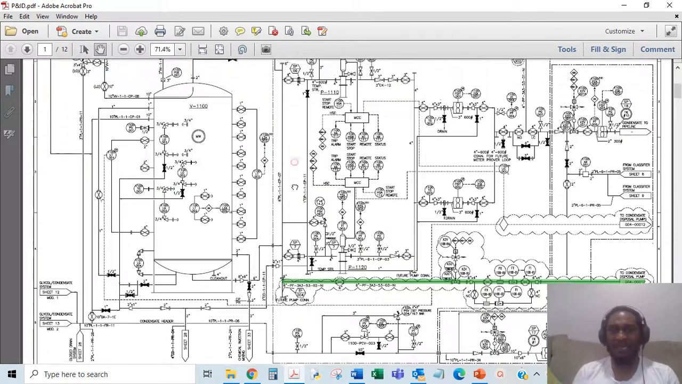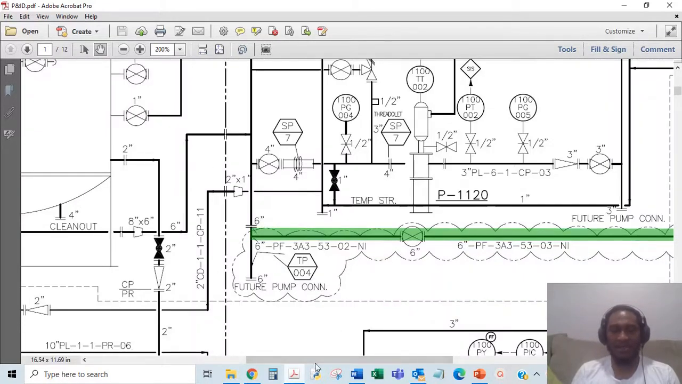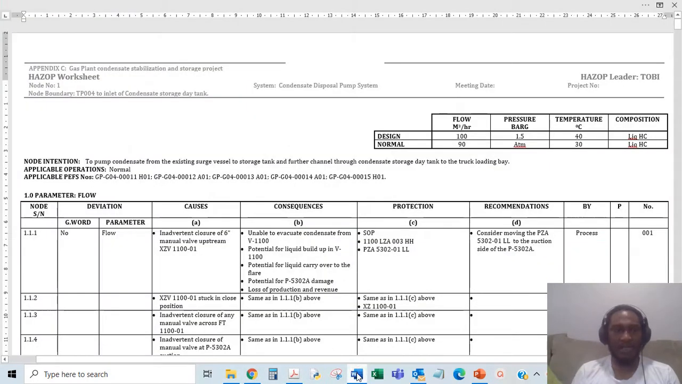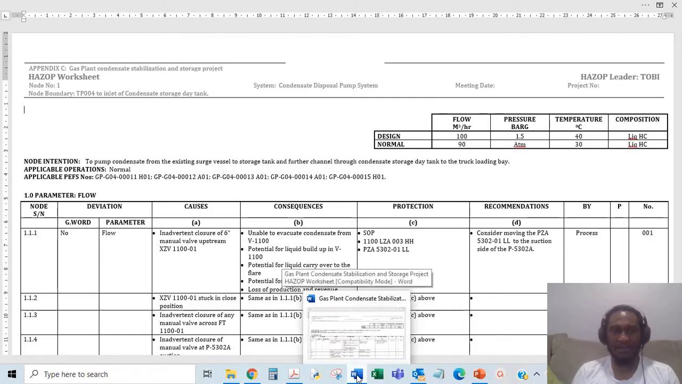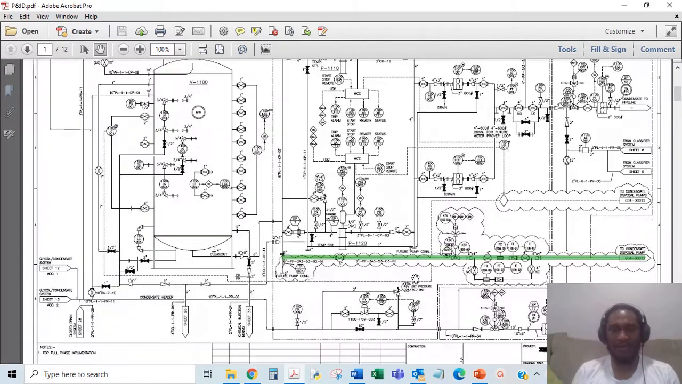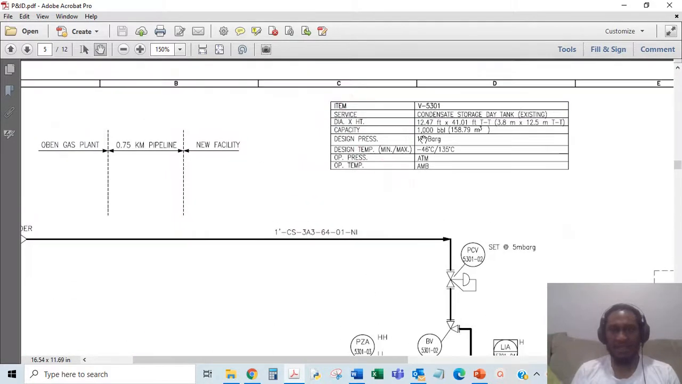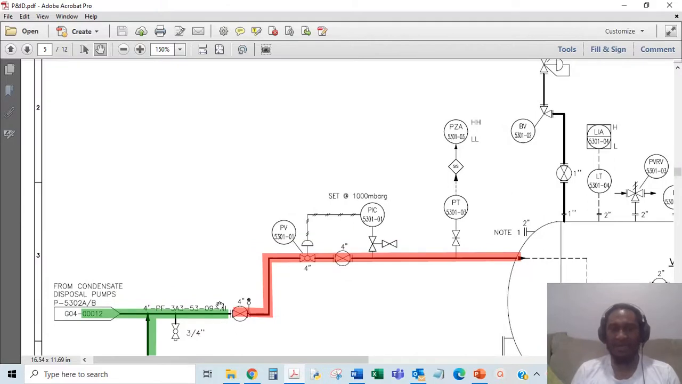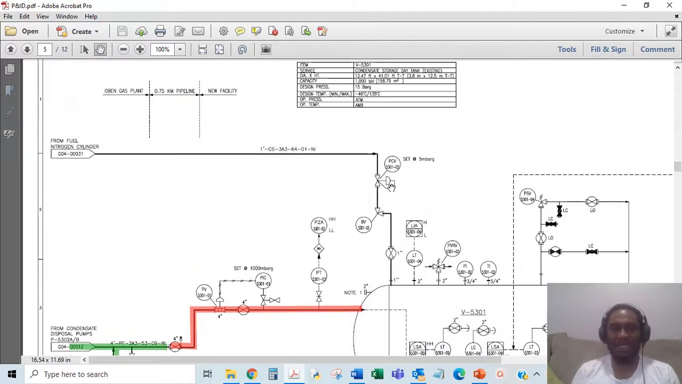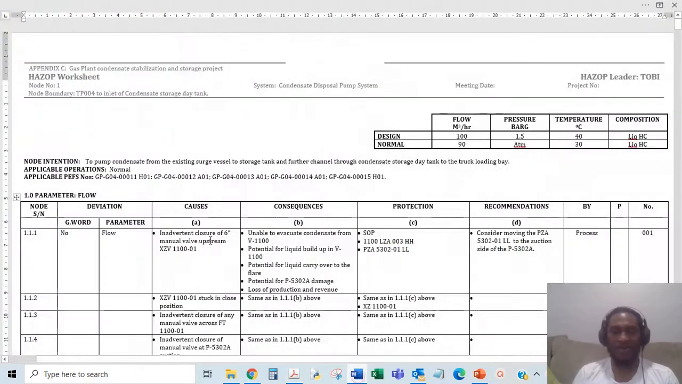So this is the beginning of the PNID. My node starts exactly here at this tying point, which is what we've explained here: CP004 to inlet of condensate storage day tank. CP004, that's this. So that's where this node starts from, and it goes all the way to where the node ends. Can you see? This is the condensate storage day tank, so this is the inlet of the condensate storage day tank. That's the node boundary. It's a description that starts from here all the way down there. That's how you get your node boundary.